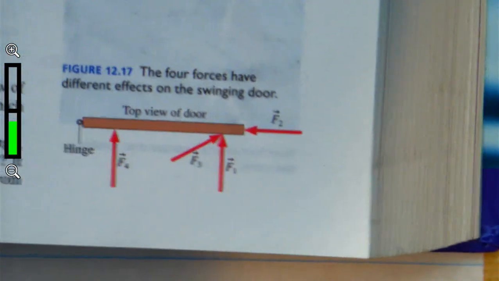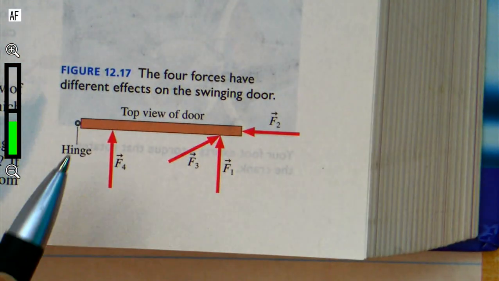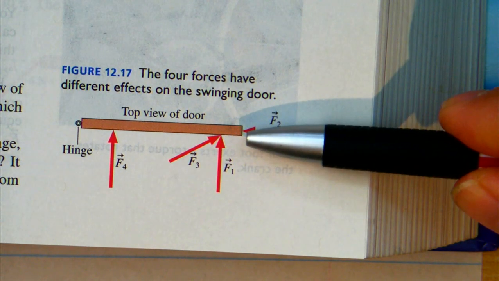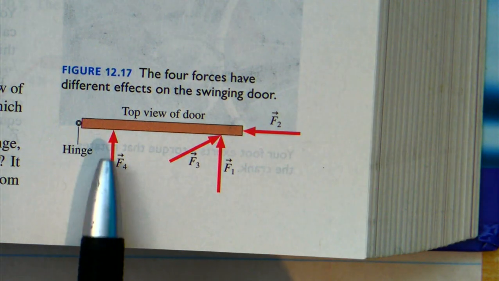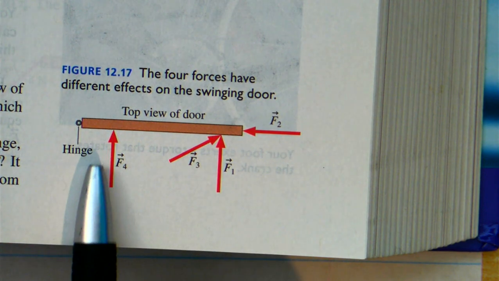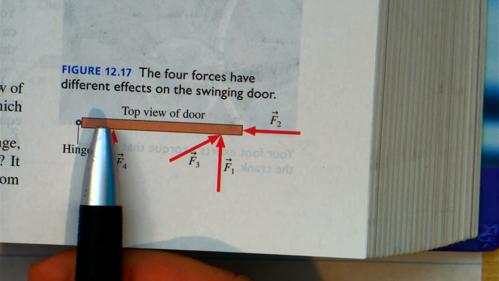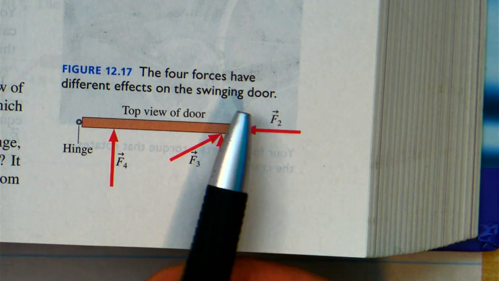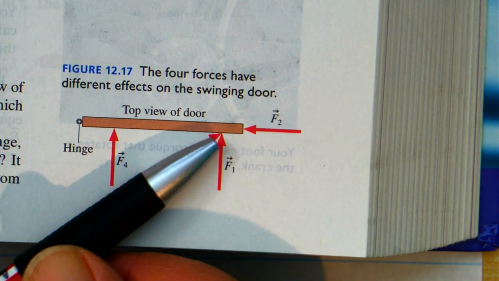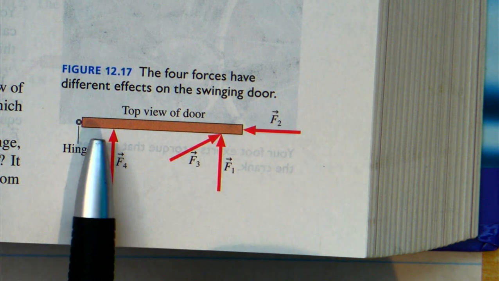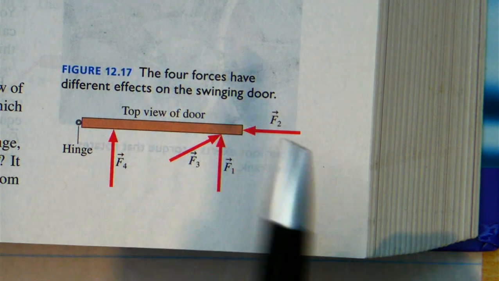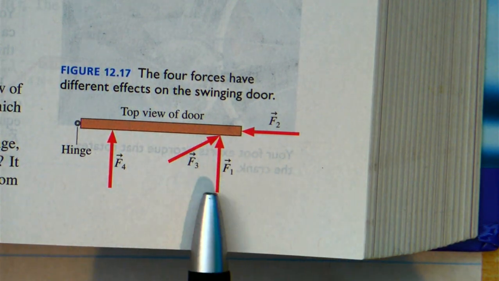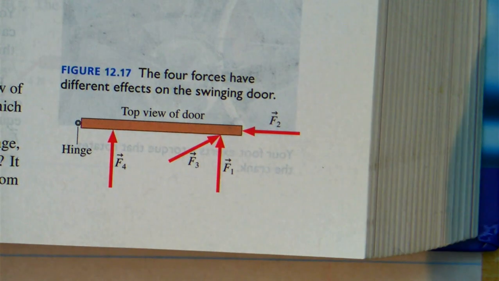I have a door. There's the hinge. If I push on the door this way, that's not going to do anything at all to open the door. If I push on it here, this is top view down, well, yes, I can make the door open. But if I push on it here, it's way easier to open the door. And here, well, not as easy, but maybe about as hard as it is here. So this is useless, hard, kind of hard, easiest way to push the door open.